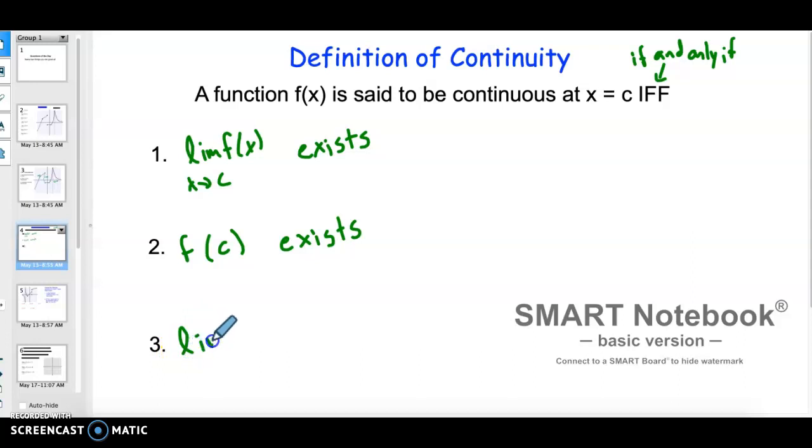And then the final trait is that your limit of f of x as x approaches some c needs to equal f of c. What that's saying is the left and the right side have to meet where that solid dot is.